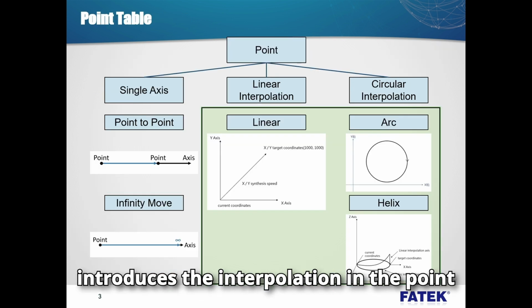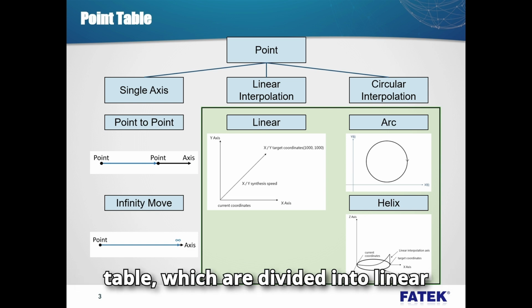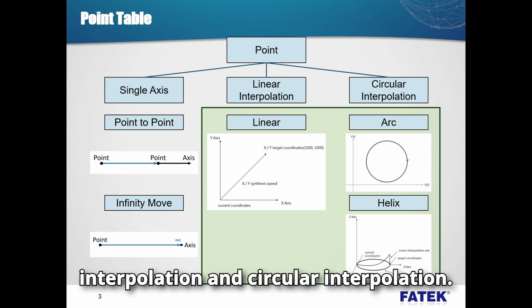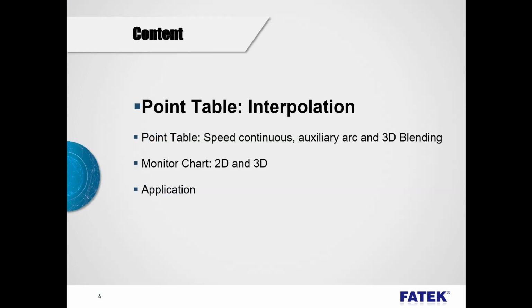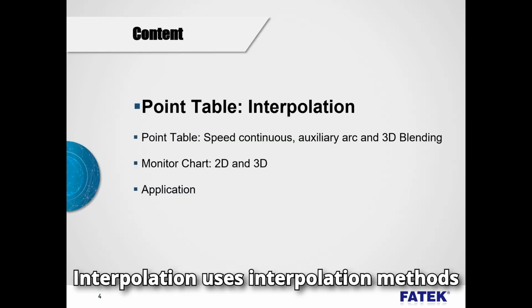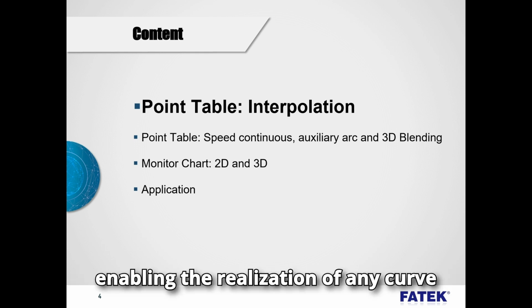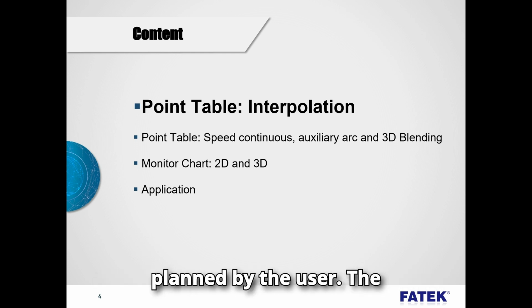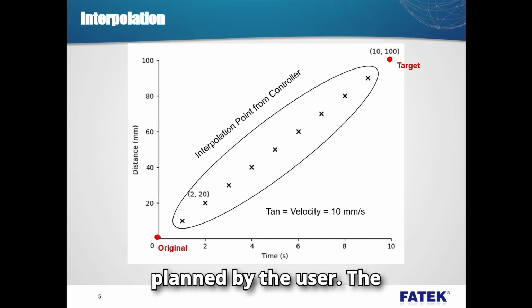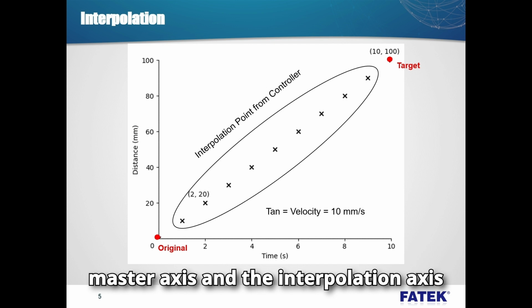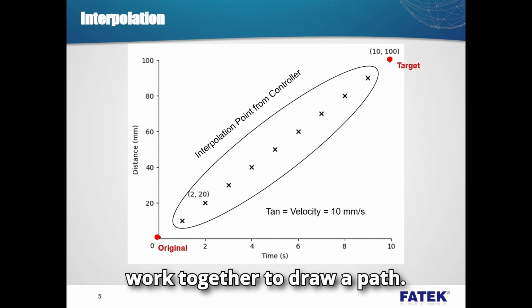This chapter introduces the interpolation in the point table, which is divided into linear interpolation and circular interpolation. Interpolation uses interpolation methods to calculate the data of the motion path, enabling the realization of any curve planned by the user. The master axis and the interpolation axis work together to draw a path.